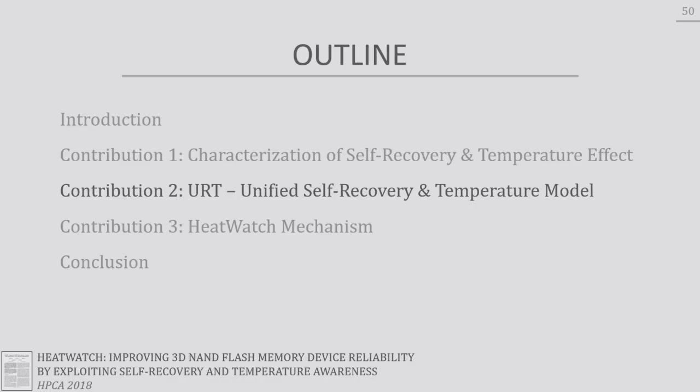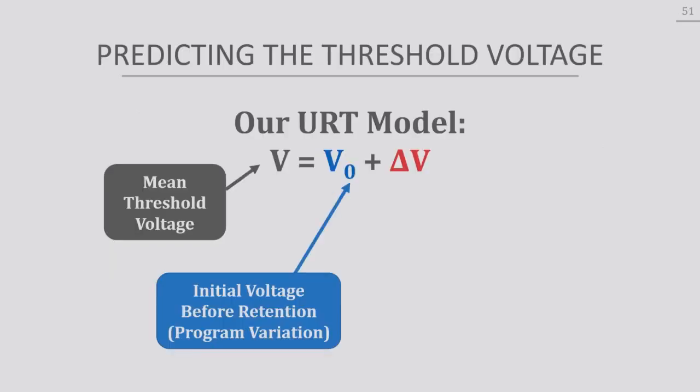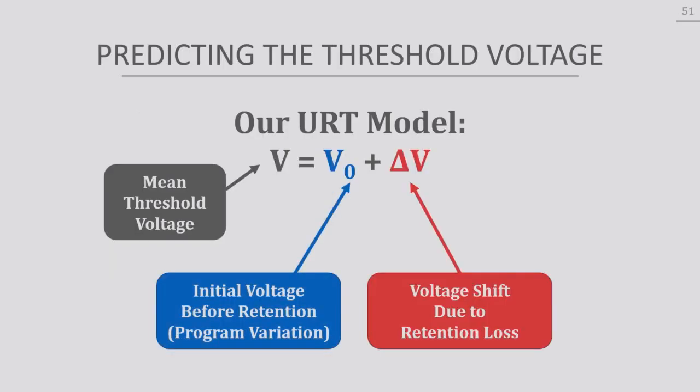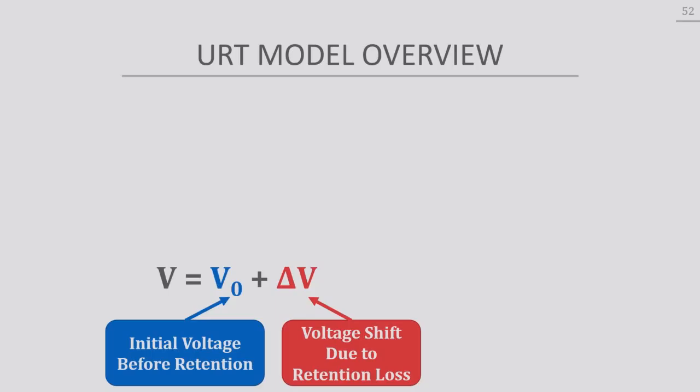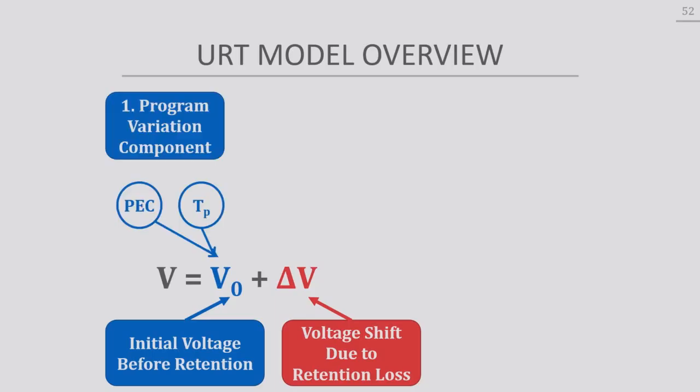So next I'll go into our model, which is the Unified Self-Recovery and Temperature Model, URT. This model can capture the mean threshold voltage as well as the optimal read reference voltage. Essentially, it models how the voltage shifts over time. It predicts these voltages as the sum of the initial voltage before retention, which captures program variation, and the voltage shift due to retention loss, or retention shift.